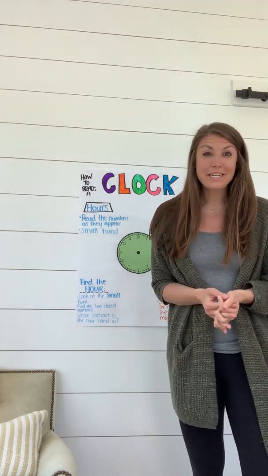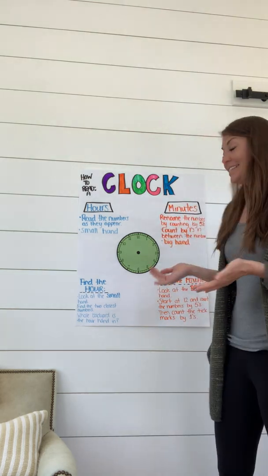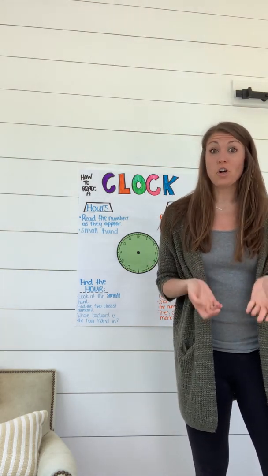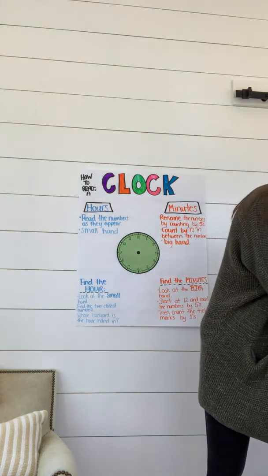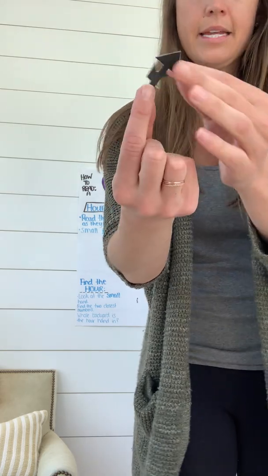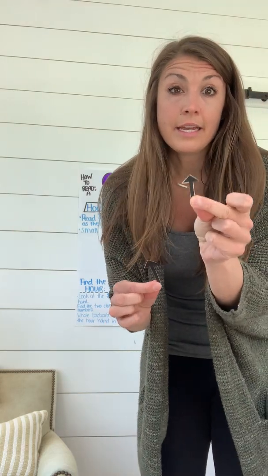Friends, today we're going to be talking about reading a clock. So as you can see, I have a clock behind me, but we know clocks have things that are called hands. So I have a minute hand and I have a small hand. The small hand represents an hour, so the hours that go by. And the large hand represents the minutes.